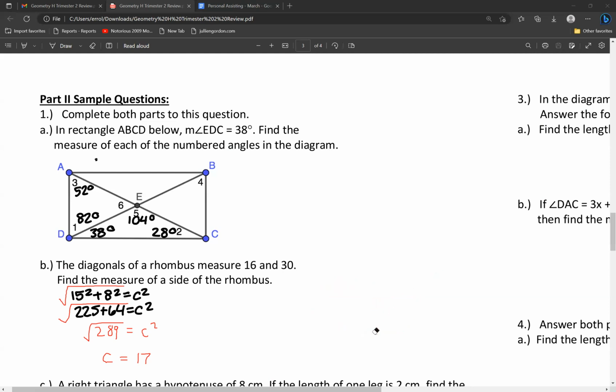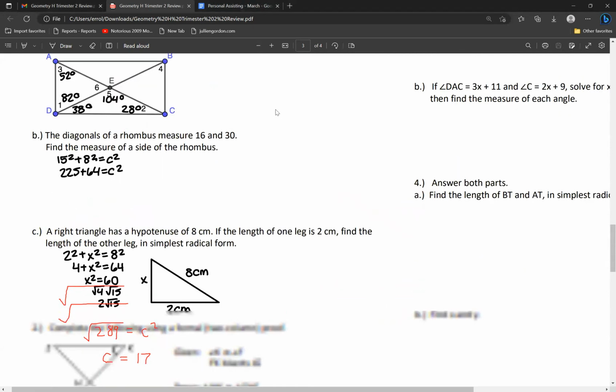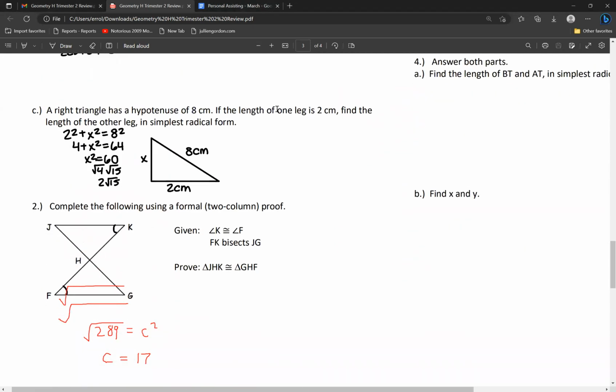Which one are we on? C? No, there's no C. Oh yeah, there is C. All right, let's see what it says.